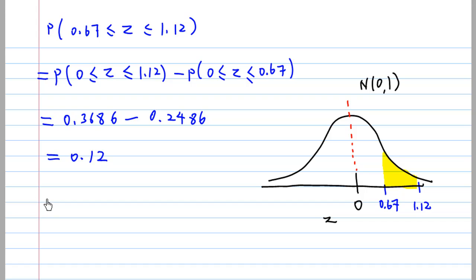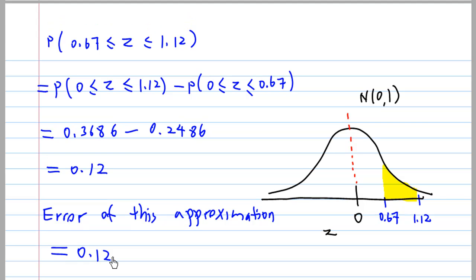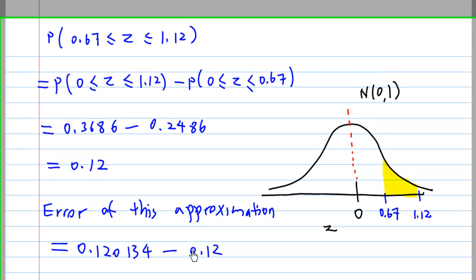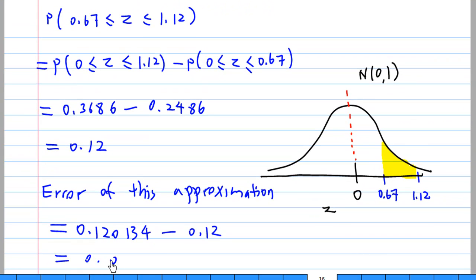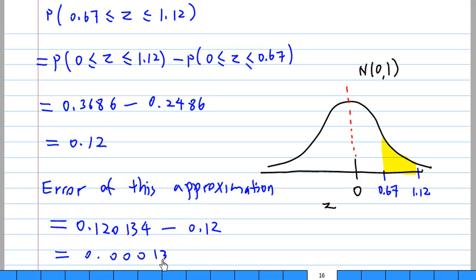What is the error now? The error of this approximation, you can find from the exact probability, which is 0.120134 minus 0.12, and that is 0.000134. So you find that this approximation is very good.